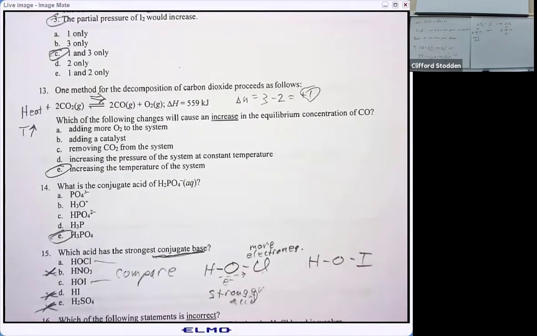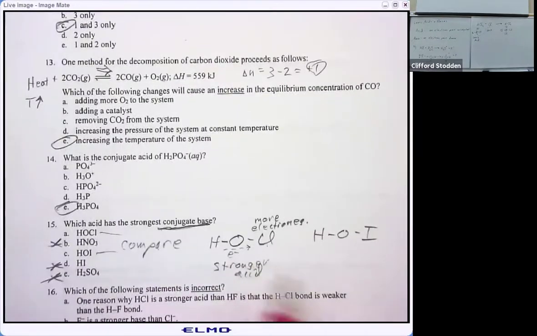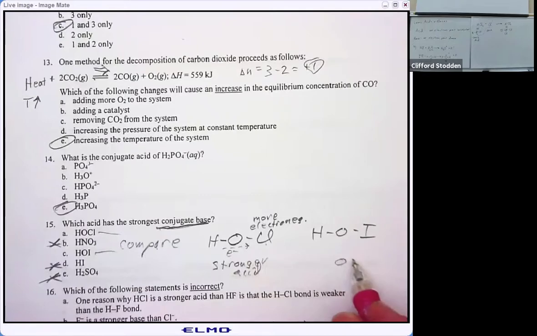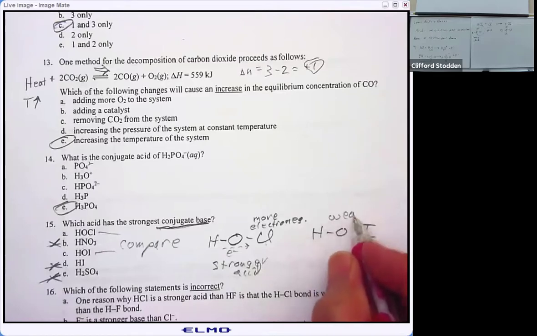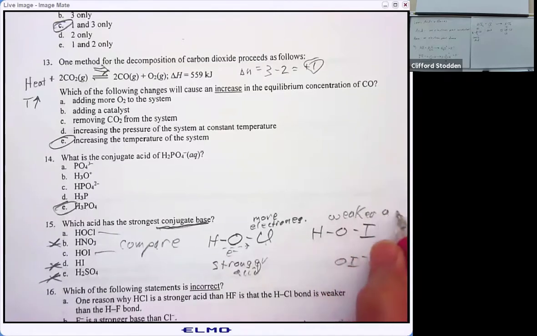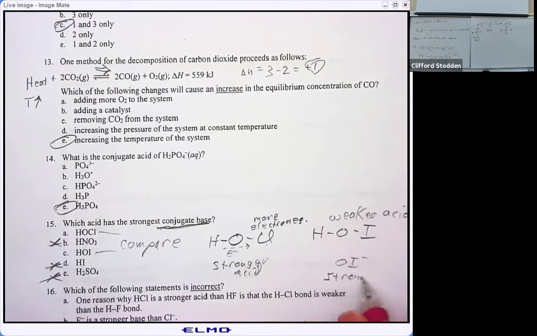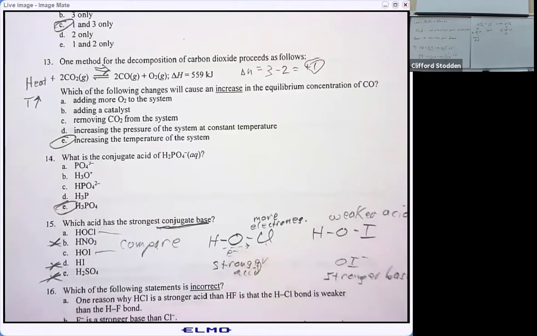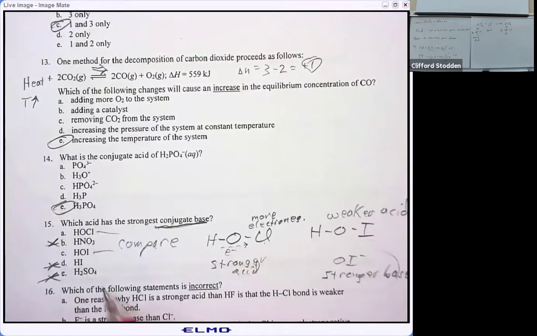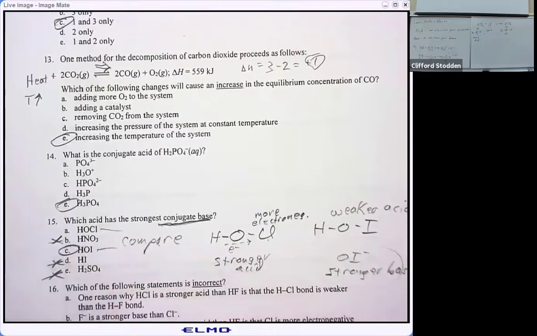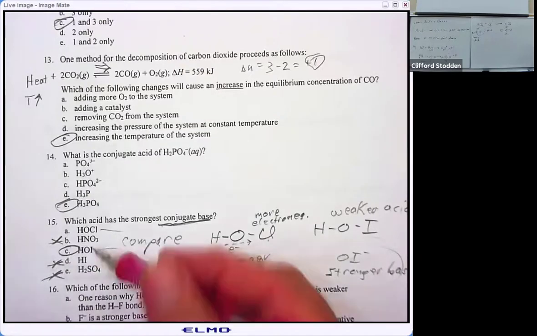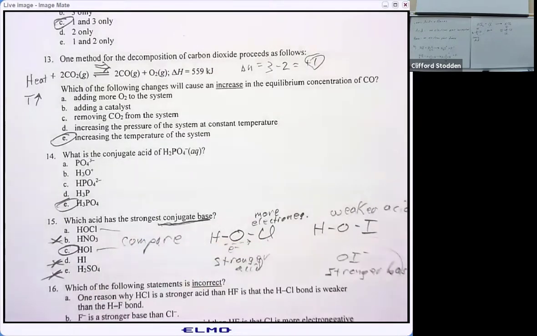Because the stronger the acid, the weaker the conjugate base. So the answer is actually the conjugate base of this, which is OI minus. This is a weaker acid, which means this is going to be a stronger conjugate base than the OCl minus would be. So that's your answer, the HOI, because it has the stronger conjugate base. It's the weakest of all those acids, in other words, so it has the strongest conjugate base.